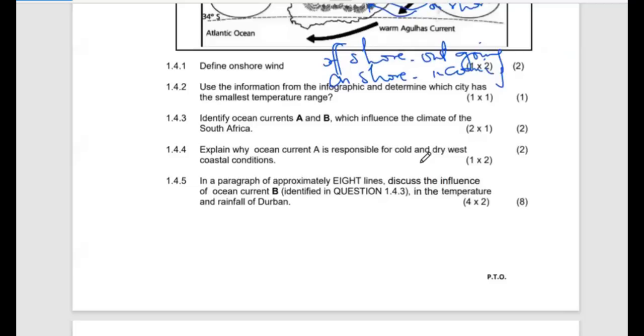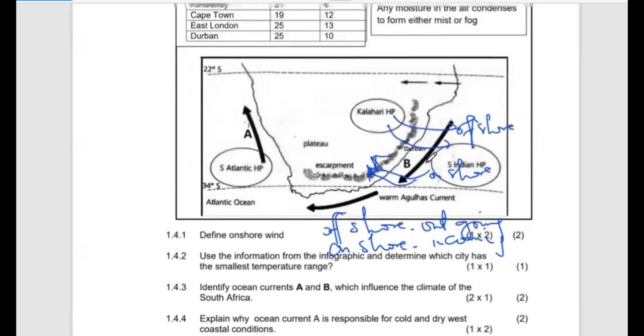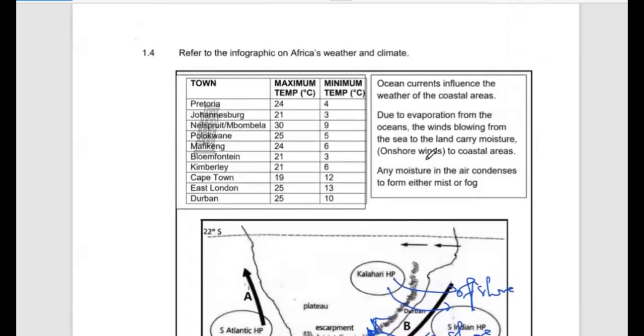Use the information from the infographic and determine which city has the smallest temperature range. Basically, we are comparing the cities' differences in temperature between the maximum and the minimum. We want the one with the smallest temperature range. If you use the idea of the influence of ocean currents, you can find out which city has got the smallest temperature range. They must be just closer to each other, the highest and the lowest.